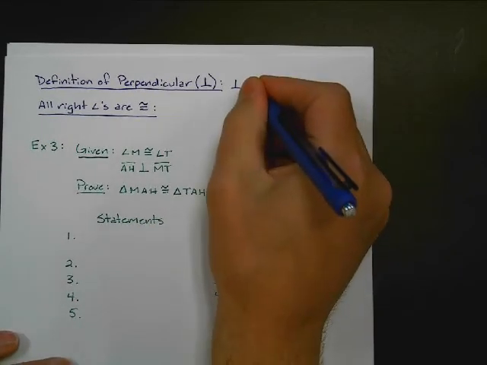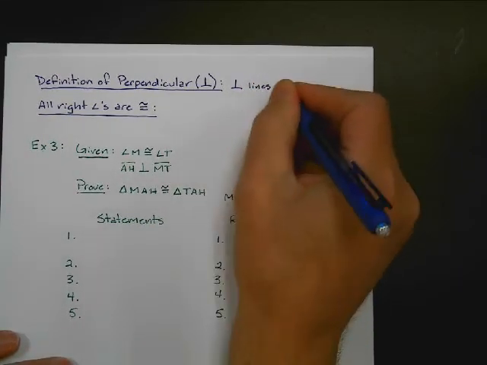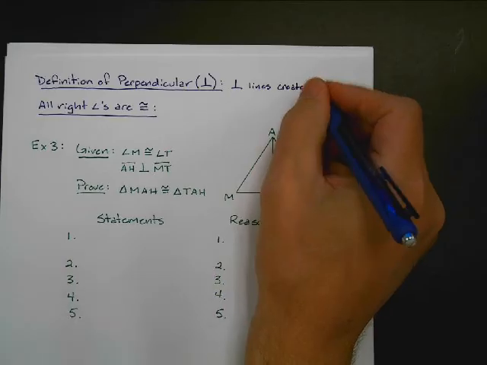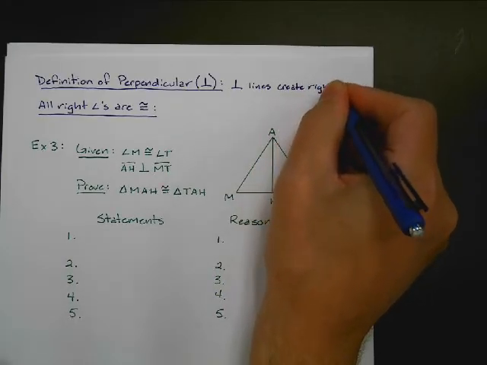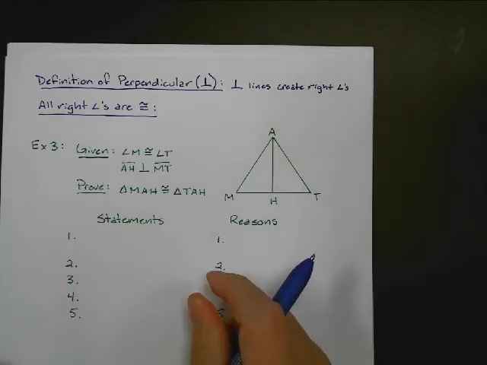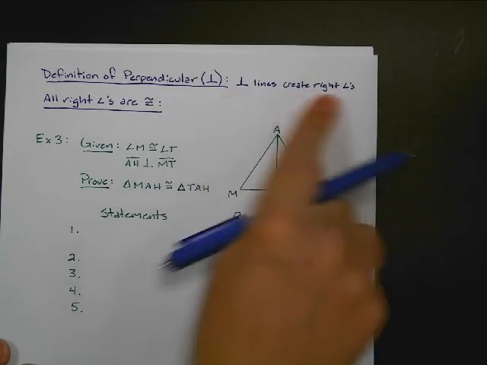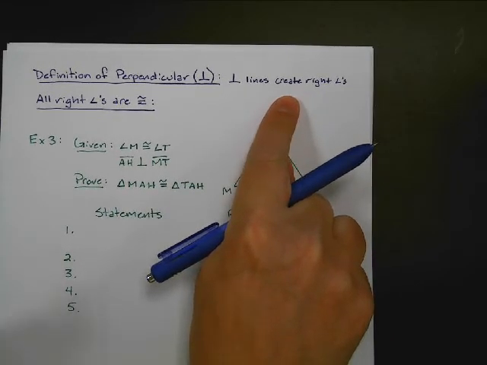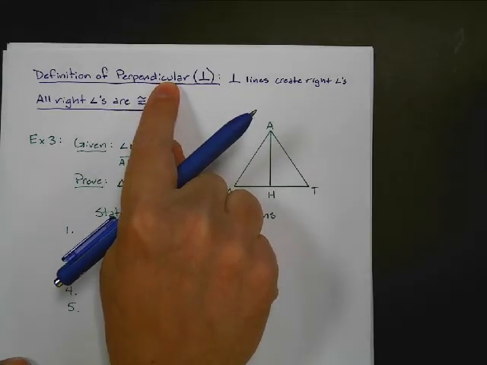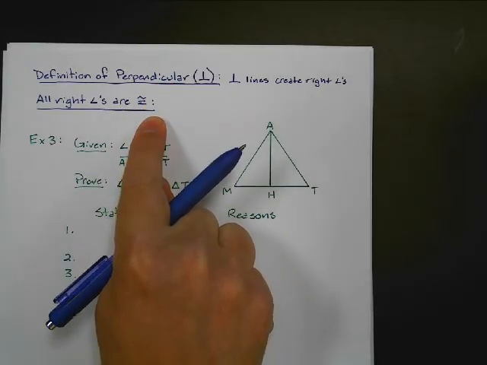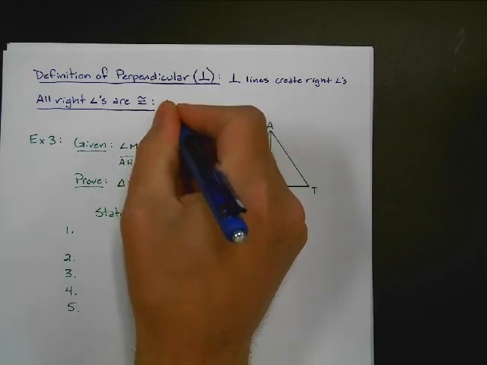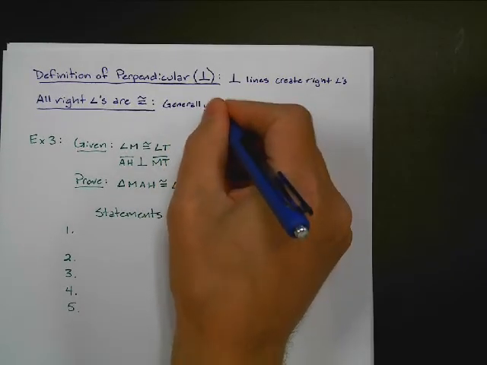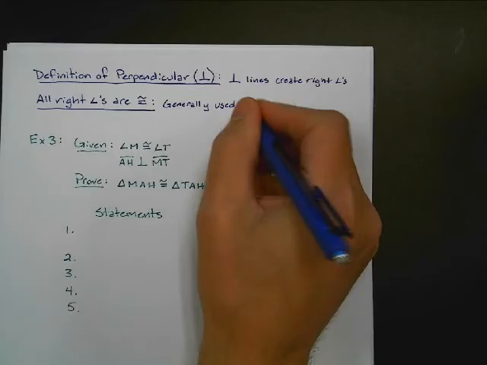So perpendicular lines create right angles. They usually create four right angles. We'll just say create right angles. All right. Now notice I don't see the congruent symbol in here, and we usually want to show something's congruent for our proofs. So usually, a lot of times, right after definition of perpendicular, you use this reason. All right angles are congruent. So this is generally in a proof used after definition of perpendicular.